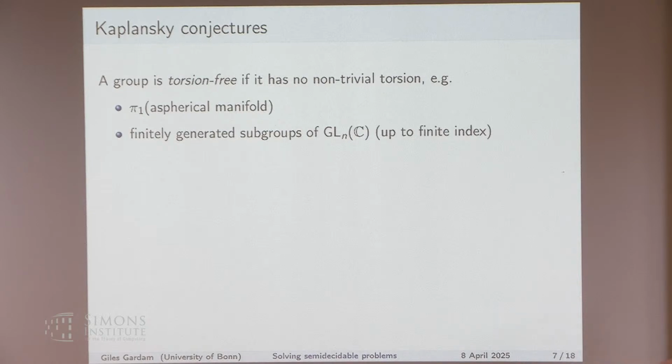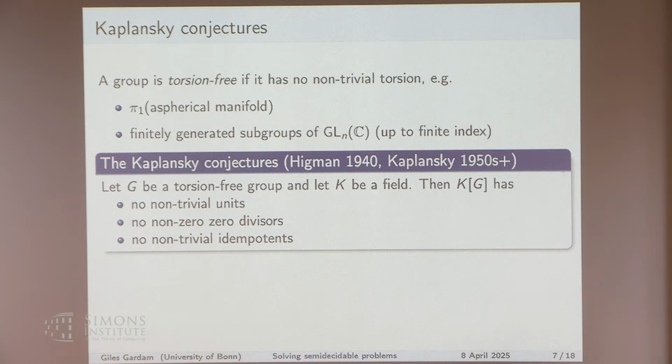Okay. So what are the Kaplansky conjectures? Well, for the first instance, three statements about the group ring saying if we don't have torsion, certain elements can't possibly occur. Actually the first two of these were formulated by Graham Higman in his thesis in 1940, but it's really Kaplansky's talks and papers from the 50s onwards that made these conjectures popular, at least in the West. So we take any torsion-free group G and any field K, then conjecturally the group ring has no non-trivial units, no non-zero zero divisors, and no non-trivial idempotents.